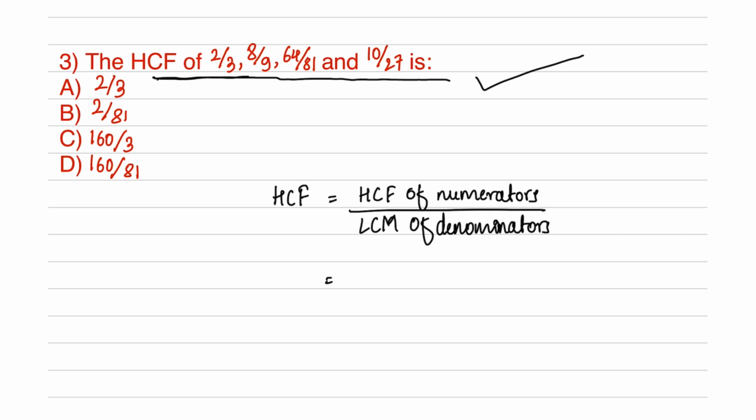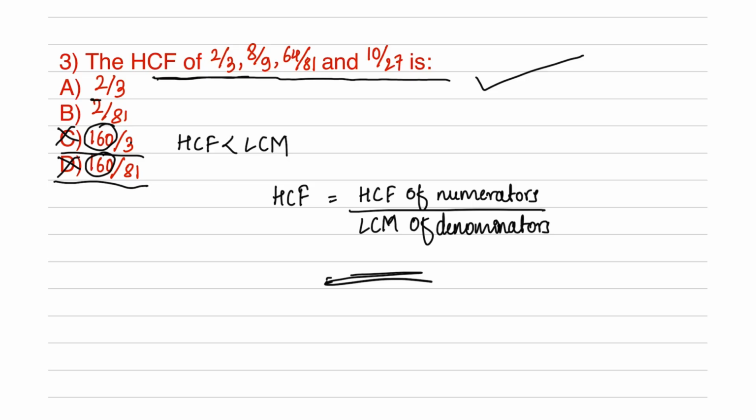This question you can solve only by observing the options without actually solving all these. First see option C and option D. Generally HCF is smaller than the LCM. But here HCF is 160 by 3. Here also HCF is 160 by 81. So these both options will not come as the HCF is greater than the LCM, which is not correct.